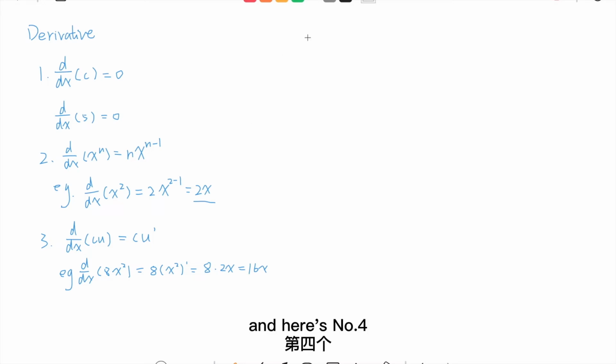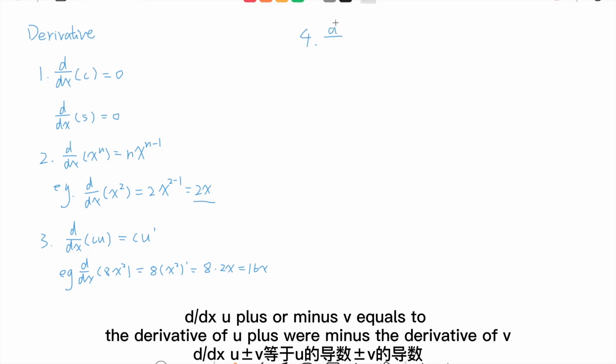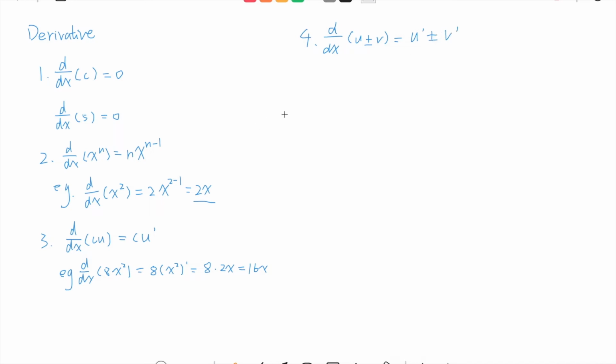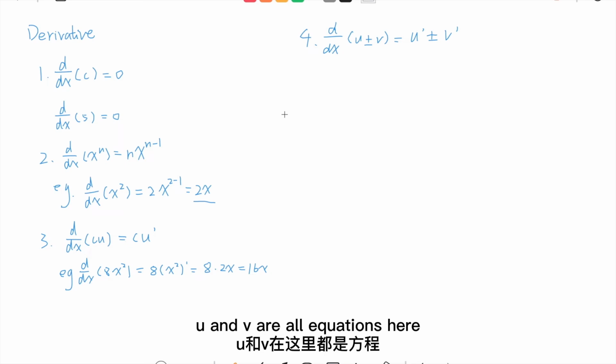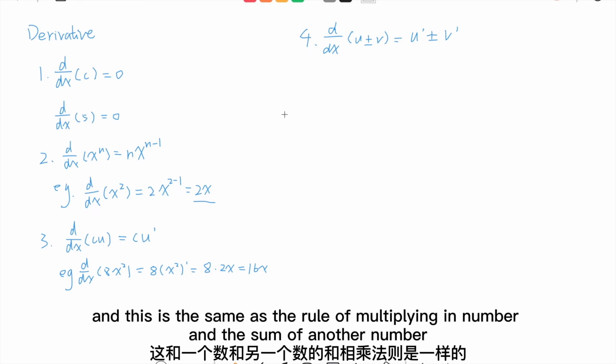And here's number 4. d/dx of u plus or minus v equals the derivative of u plus or minus the derivative of v. U and v are both equations here. And this is the same as the rule of multiplying a number and the sum of other numbers.